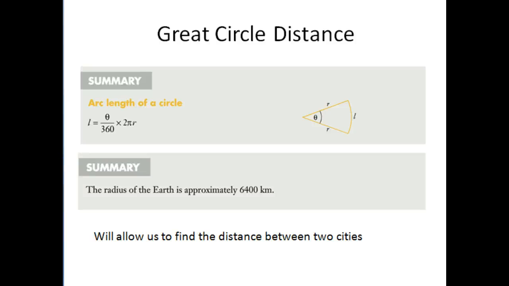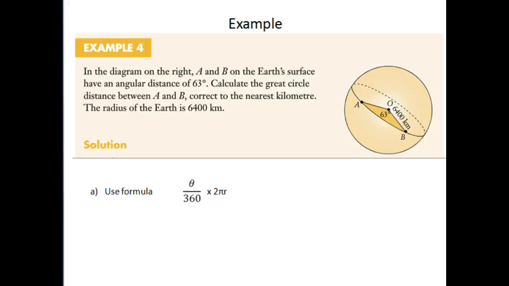Okay, let's get straight into some examples. In the diagram on the right, we have points A and B, so two cities on the equator, for example, and they have an angle distance of 63 degrees. We need to calculate the great circle distance between A and B. They want to know what's this distance across from A to B on the outside of the Earth, to the nearest kilometre, using the radius of 6,400 kilometres.